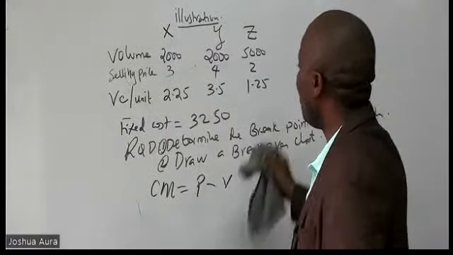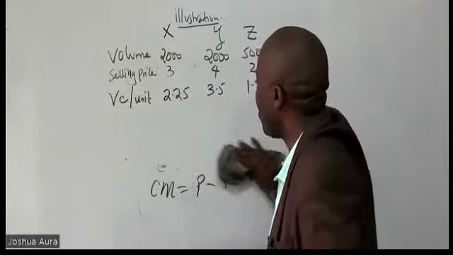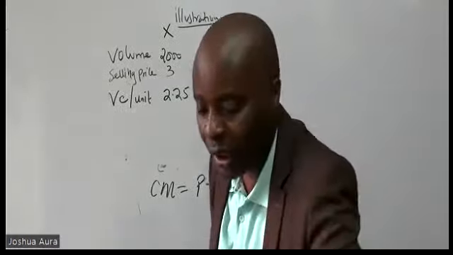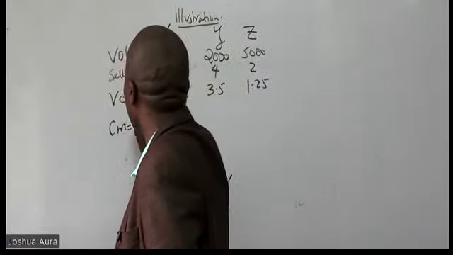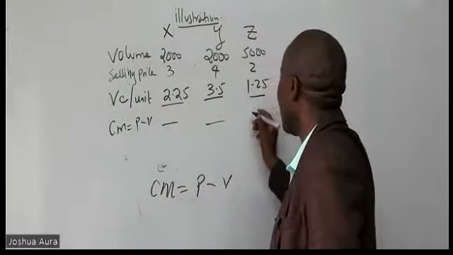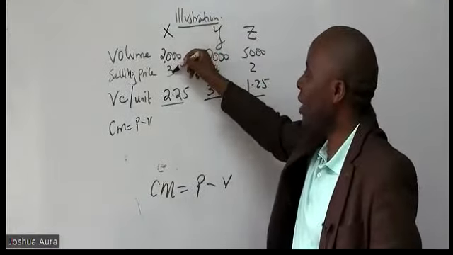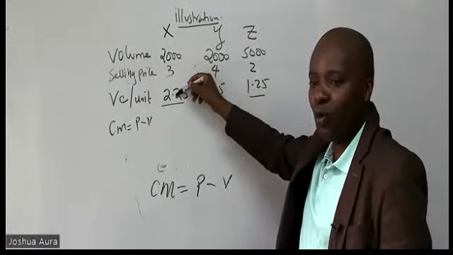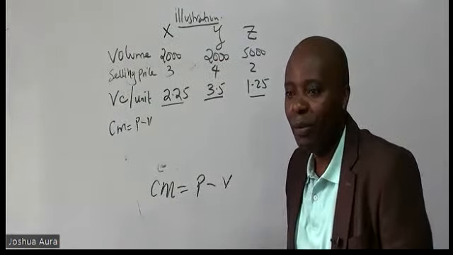What I would want to do is to create a row here where I get the contribution margin for each product, which is price minus variable cost. Is there somebody who is able to do that for me? For example, for X, I'll take 3, which is the selling price, minus 2.25. Could you kindly give me this contribution margin per unit?